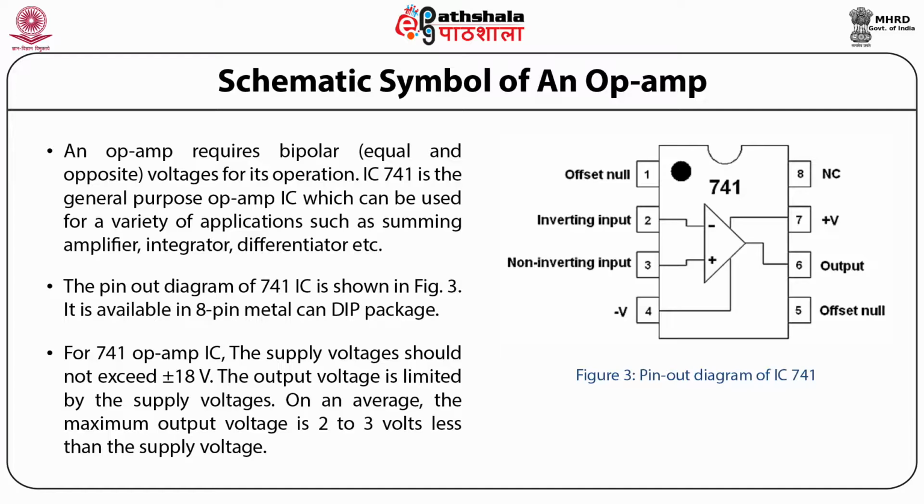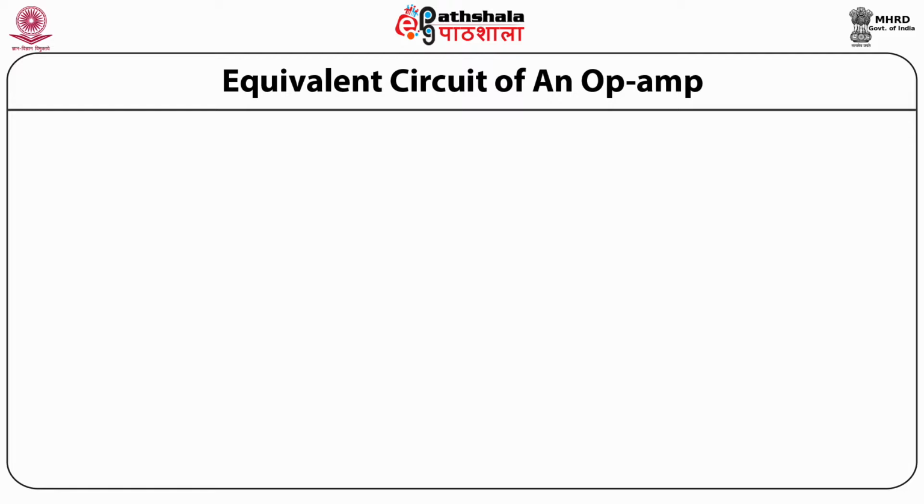The output voltage is limited by the supply voltages. On an average, the maximum output voltage is 2 to 3 volts less than the supply voltage. In addition, there are two pins 1 and 5, in order to do the offset null. We next move on to the equivalent circuit of an op-amp.